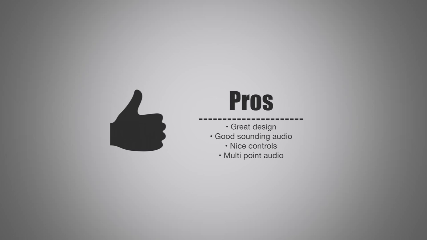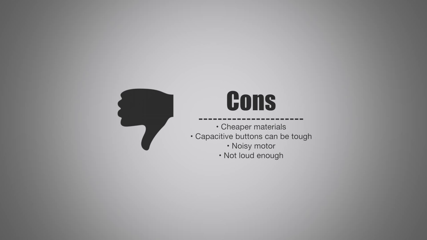If we take a look at the flip side and look at the cons of the Hidden Radio 2, it does have cheaper materials, so compared to a Bose or something like that, it is a little bit on the cheaper end. The capacitive touch buttons on top can be a little bit tough, especially going around in the circle. The motor is noisy. Unfortunately, it is not as silent as we would hope. Unfortunately, it also is not loud enough on the other parts as well. So too loud a motor, not a loud enough speaker.